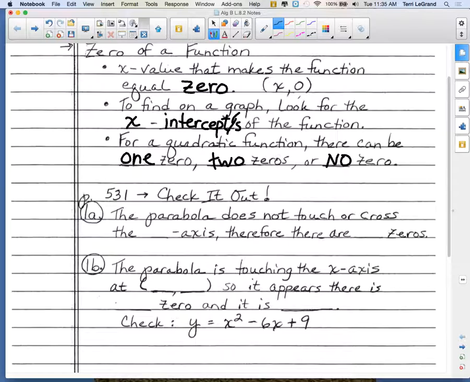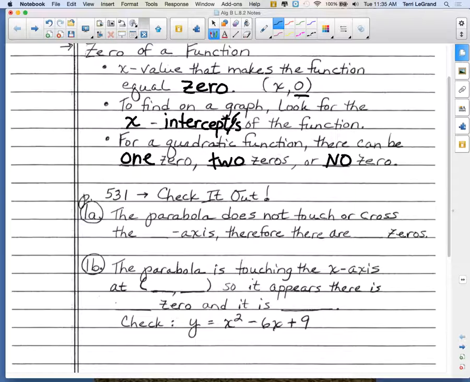So remember I said the x value that makes the function equal 0, or in other words, makes the y value be 0. So on this graph, is this parabola crossing the x-axis at negative 1? Graph A. Where's the other one it's crossing at, Corey? 2. So how many zeros does this one have? 2 zeros. It's crossing the x-axis at 2 different x values, so it has 2 zeros.